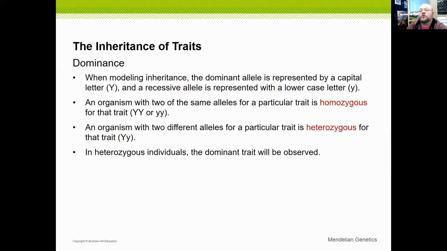An organism with two different alleles for that trait is heterozygous. So big Y, little y, they are different alleles for the same trait. In heterozygous individuals, the dominant trait is going to be observed. So obviously in homozygous, if you have two capitals, it's going to be dominant. If you have two lower cases, it's going to be recessive. And if you have a capital and a lowercase, the dominant takes over and will be observed. So heterozygous is always showing the dominant trait.